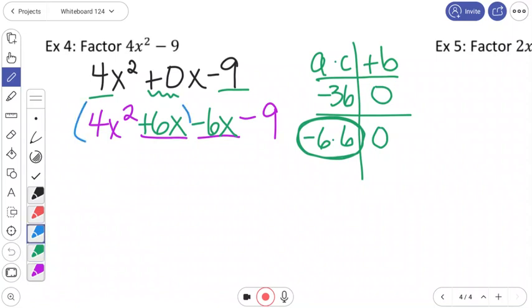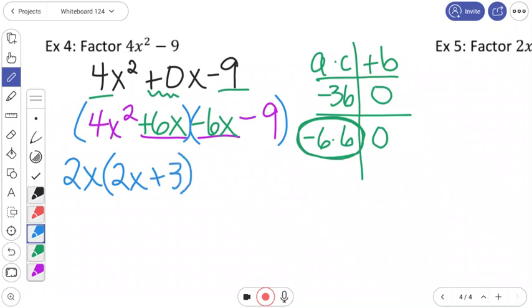So we're going to group our values together. 4x squared plus 6x. Both of those are divisible by a 2x. And when we factor out a 2x, we're left with 2x plus 3. And then when I look at my second binomial, -6x minus 9, we factor out a -3, and we are left with a positive 2x plus 3.